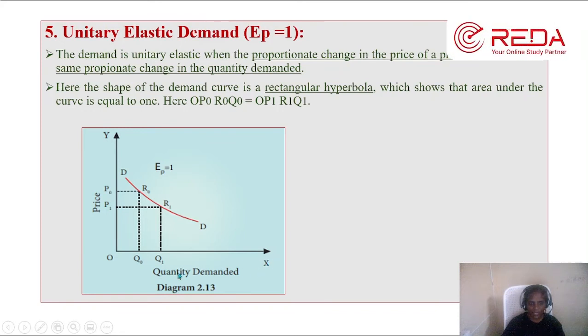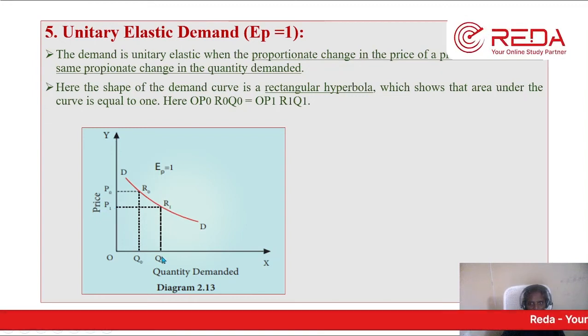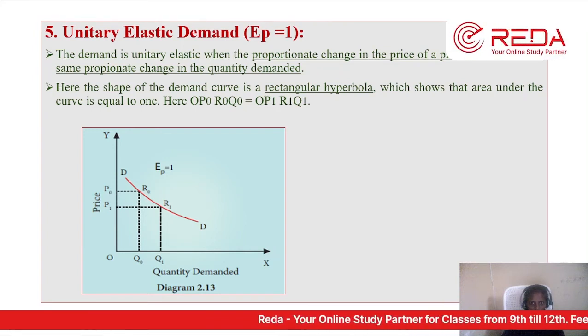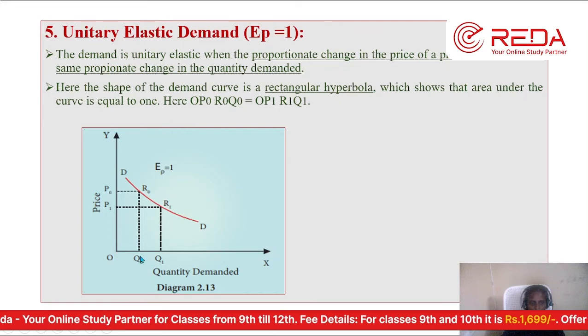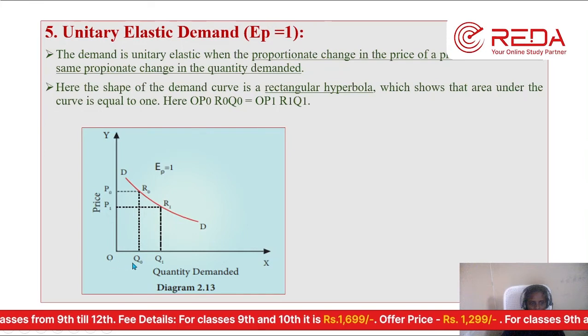In the diagram, on the x-axis we are taking the quantity demanded, and on the y-axis we are taking the price of the commodity. You see how far a decrease in the price will lead to an increase in quantity demanded. Here, 0P0 is the original price of a commodity, for example 10 rupees. What will be the quantity demanded? For example, the quantity demanded is 0 to Q0. Okay, this is the quantity demanded.